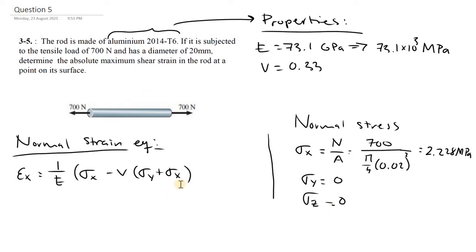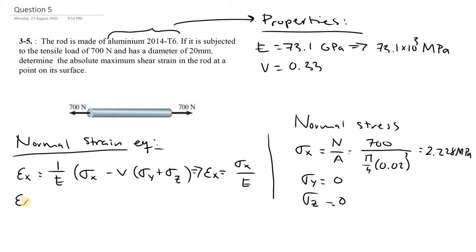I just realized my equation in here, I wrote that incorrectly. The x is supposed to be z, of course. Now that we know that, we just need to input our values, and we'll find that the normal strain in the x component will be our normal stress divided by our Young's modulus.